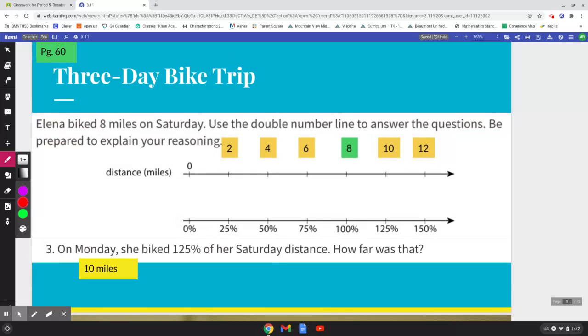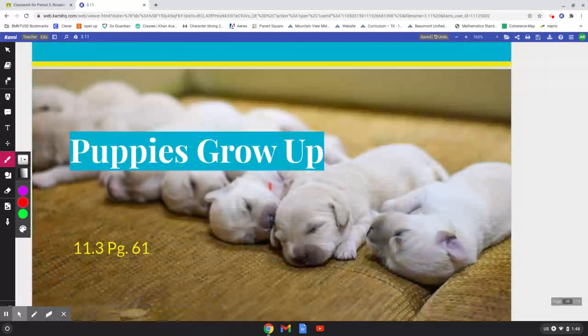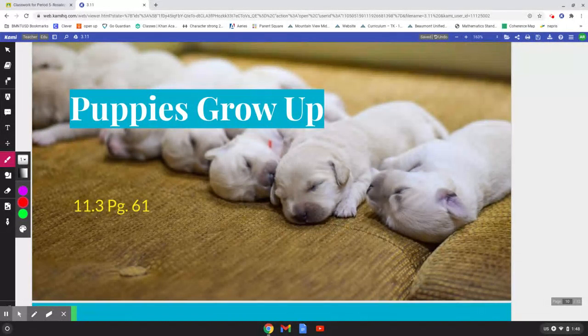And then you have number 3 on the same page. Now they want to know on Monday, she hiked 125% of her goal. So she went the 100 plus the 25, however you want to look at that. So when you look at it vertically, that 10 tells us how long she went. And it checks out because 8 plus the 2, right? The 100 plus the 25 makes the 10 that you see there. So whatever way you want to look at it, whatever works for your brain is what I want you to do. Now we're talking about these cute little puppies.